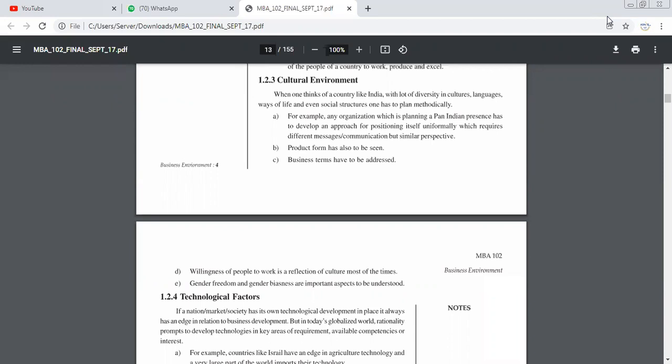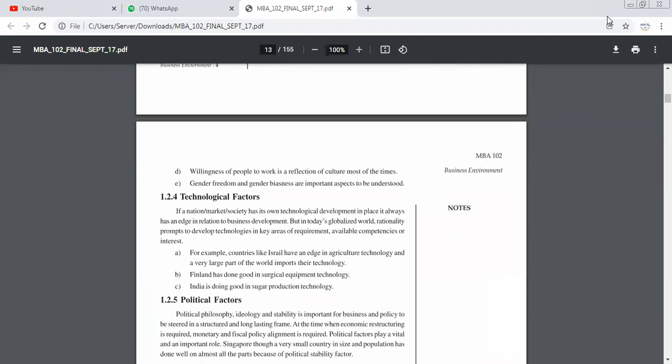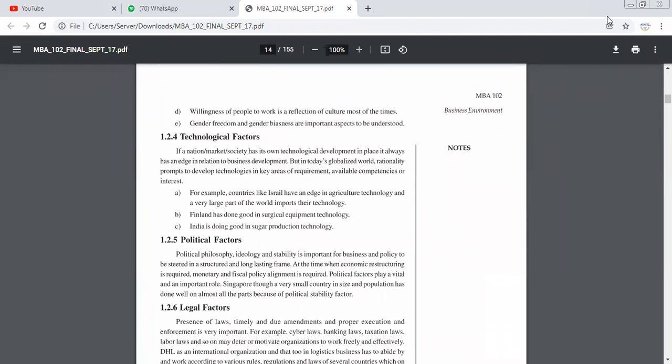Now we are going to see the next part, that is called technological. If a nation, market or society has its own technological development in place, it always has an edge in relation to business development. But in today's globalized world, being prompt to develop technologies is a key area of requirement. Now see, technological factors also play an important role. Okay, now in our country also we have a huge amount of technological factors.